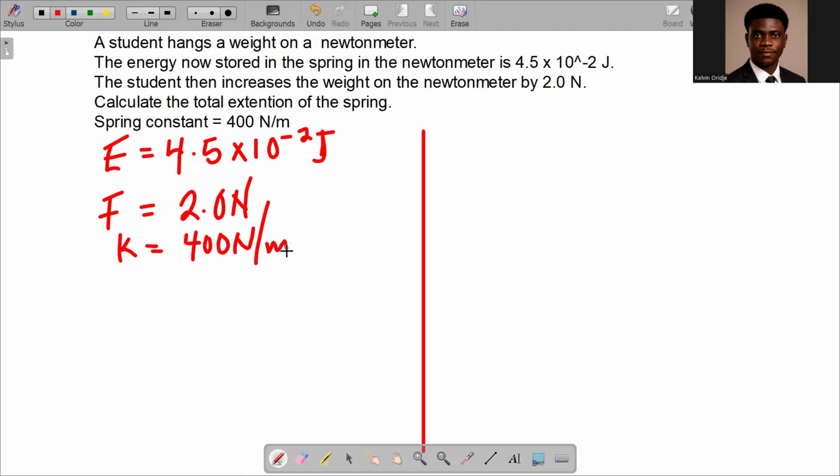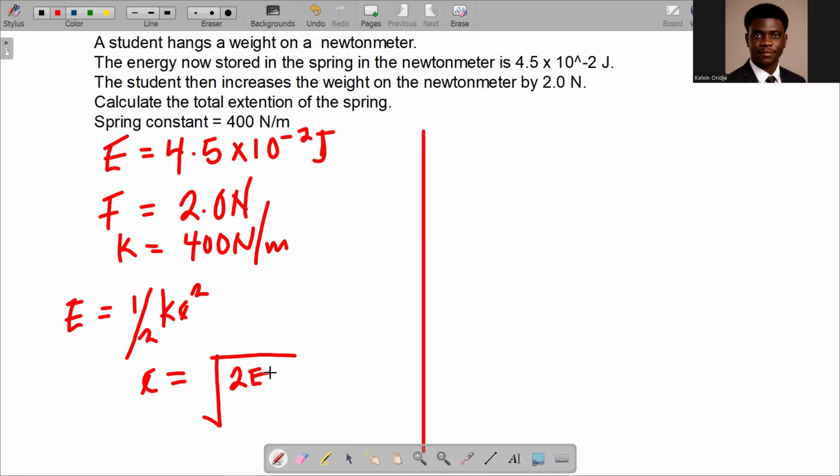So first thing first, let's solve for the extension that will cause an energy of 4.5 times 10 to the power of minus 2. If you look at your equation sheet, you see the equation E is equal to half k e squared. This is the equation for the elastic potential energy, where k is the spring constant, then e is the extension. Now you're solving for e. e was not given, so if we make e subject of the formula in this equation, it becomes e equal to the square root of 2E divided by k. So this is what we use in solving.